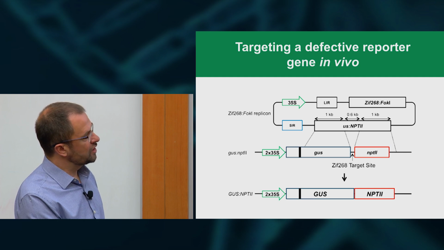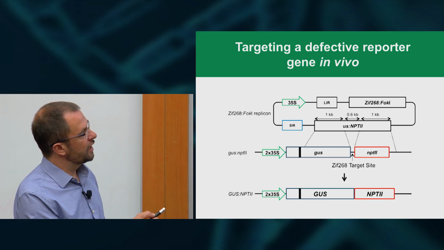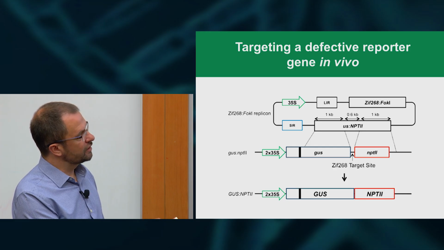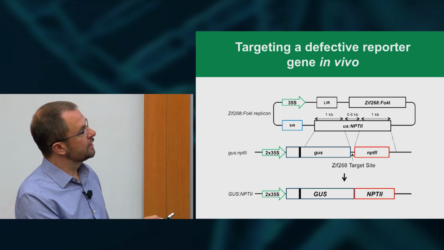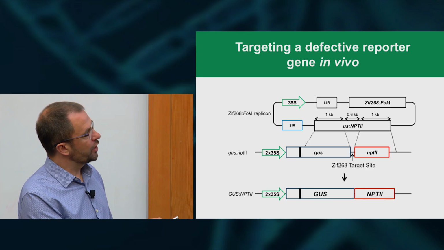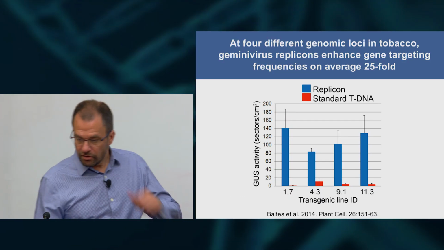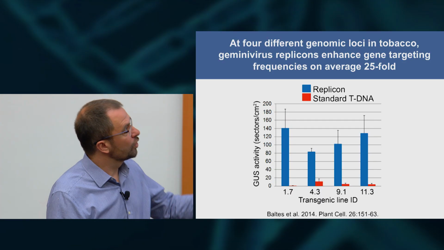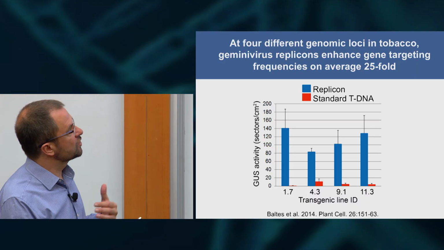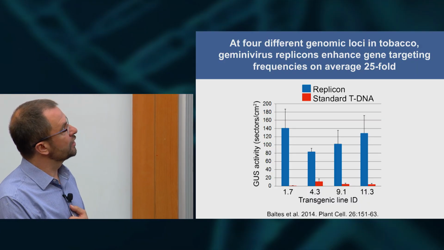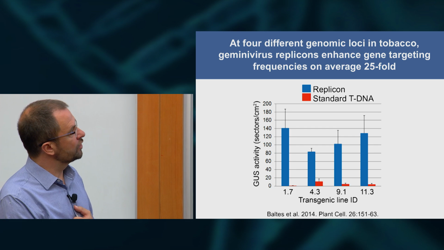So we rendered this gene inactive by removing 600 base pairs right at the fusion site, and then integrated this defective gene into the genome, and then used our replicons to make a nuclease that would break the defective reporter and provide a donor that would insert those missing 600 base pairs to restore gene function. And what we found is that the viruses, in fact, were much better at gene targeting than standard DNA delivery, on average a 25-fold increase.